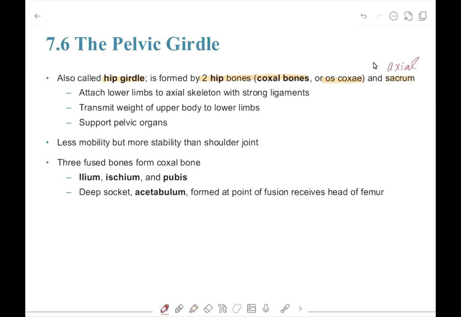But the hip girdle attaches the lower limbs to the axial skeleton, transmits the weight of upper limbs to lower limbs, supports pelvic organs, and most importantly, it does have less mobility but more stability than the shoulder joint. And one of the reasons for that is it has a much deeper socket, which is called the acetabulum. And it has 3 bones called the ilium, ischium, and pubis that are all fused together.